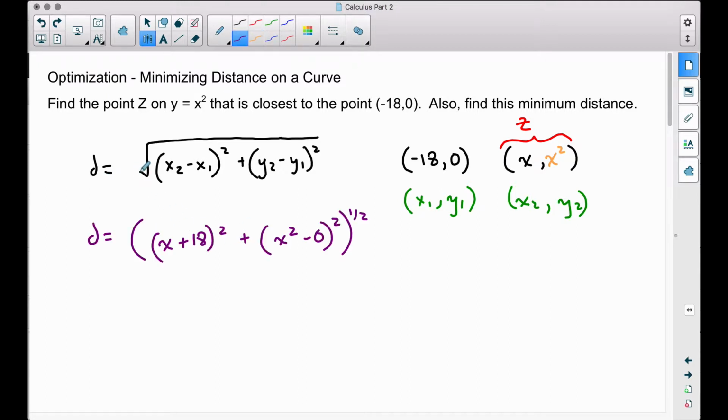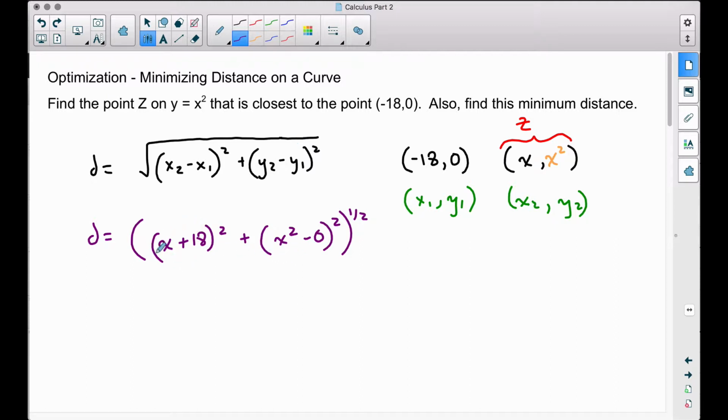So take note of what I did here. The square root around all of this stuff, I just wrapped the whole thing in parentheses and raised it to the 1/2 power. That's taking care of the square root. Now if we take x2 minus x1, that's going to be x minus a negative 18, so that becomes x plus 18, don't forget to square it, plus y2 minus y1. So we have x squared minus 0 all squared. And again, all of this stuff is wrapped in those outer parentheses, raised to the 1/2 because we are taking the square root. Now let's do a little bit of algebra to simplify the inside here.